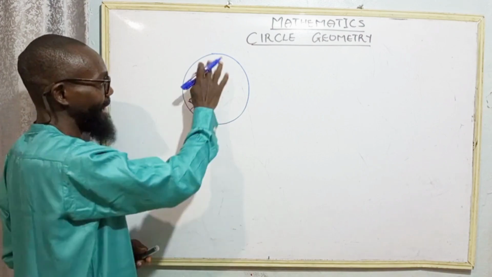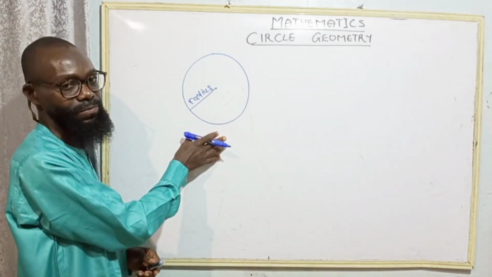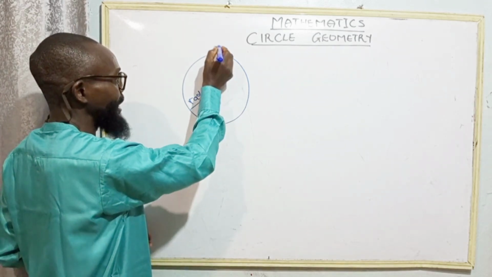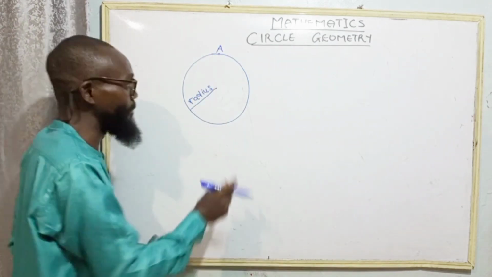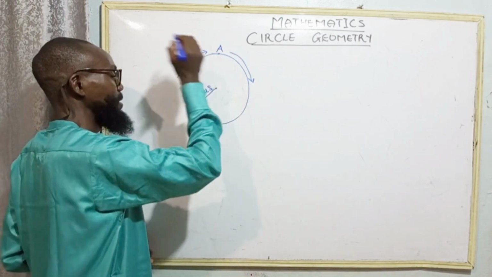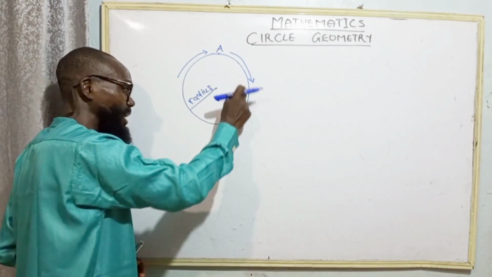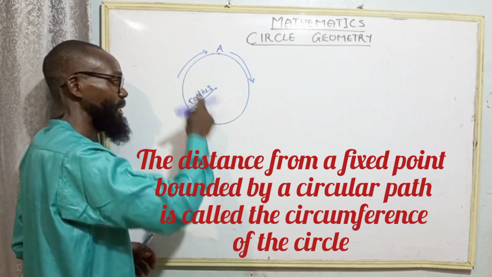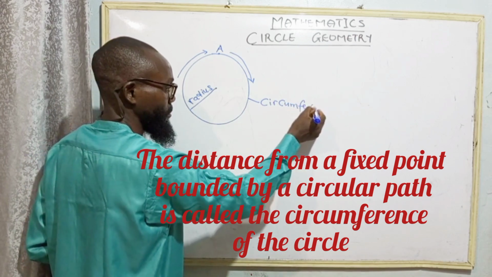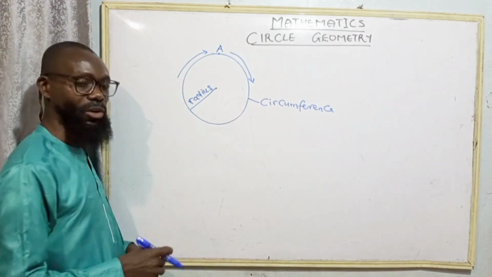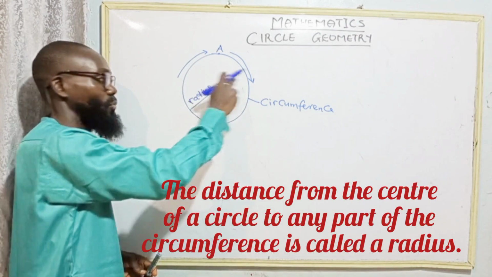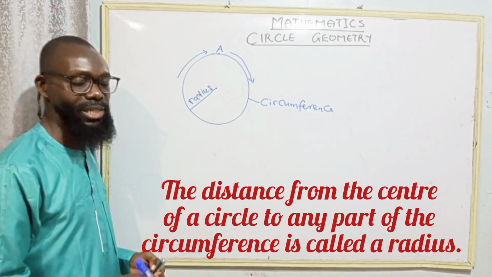This line doesn't have a starting point nor an end. Okay, let us fix any place. Let me fix this place as point A. So if you move from this point A back to this point A, this line where we are moving across is what we call the circumference.